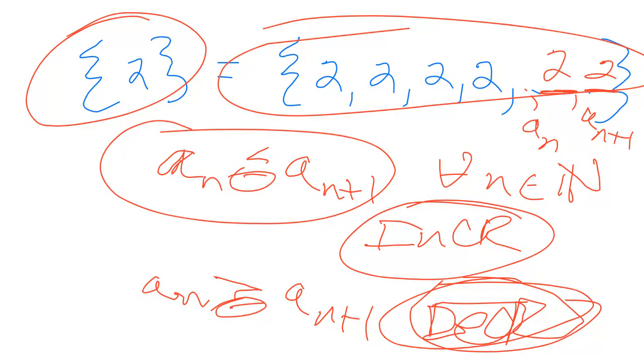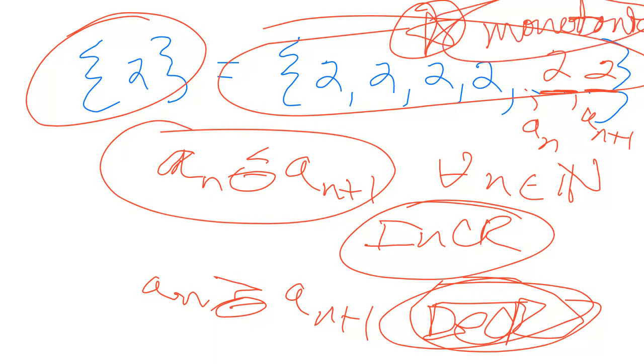And so ultimately what we can say is this sequence is what? It is monotonic. All right, so just a simple example, but I just wanted to clarify the definition for you.